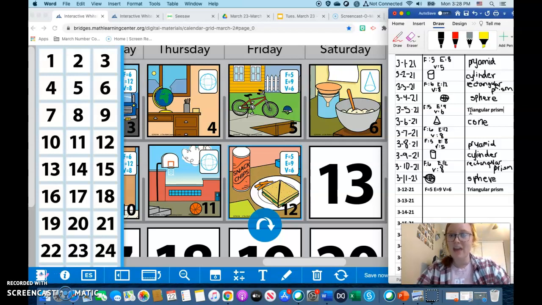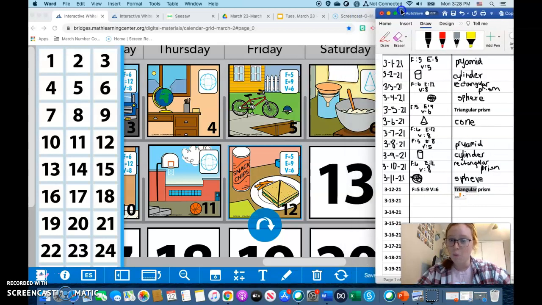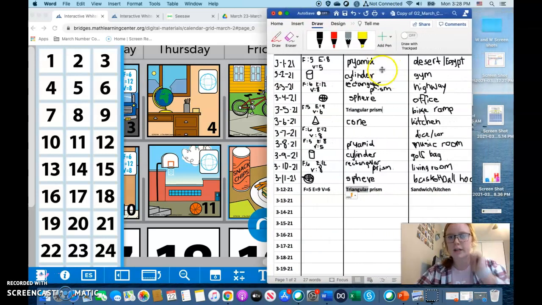Wow, boys and girls, that is super exciting stuff. So now that means that there's only one more mystery shape left. And you are going to have to crack the code and figure out what it is. Let's take a look at our calendar grid. It goes pyramid, cylinder, rectangular prism, sphere, triangular prism, cone, blank. Pyramid, cylinder, rectangular prism, sphere, triangular prism. I wonder what comes next. And what comes next after that? Are you noticing a pattern?